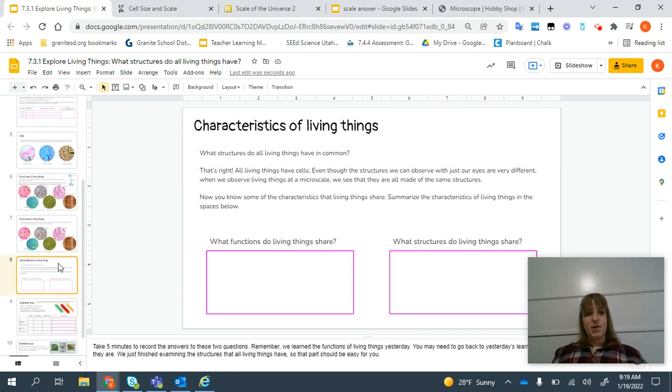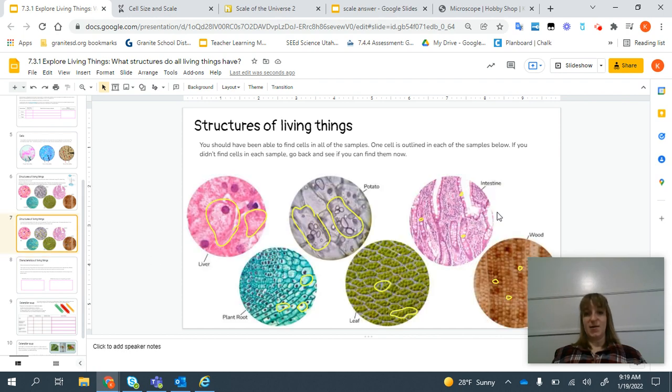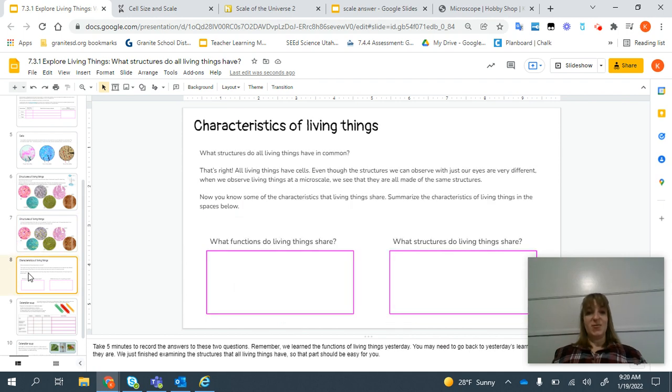All right, so what are the structures that all living things have in common? What did we see in the microscope when we looked at the onion, the bone, and the cheek? What would we see if we were to take samples of all living things? What did we see in the liver, the potato, the intestine, the wood, the leaf, the plant root? We see that all living things have cells.